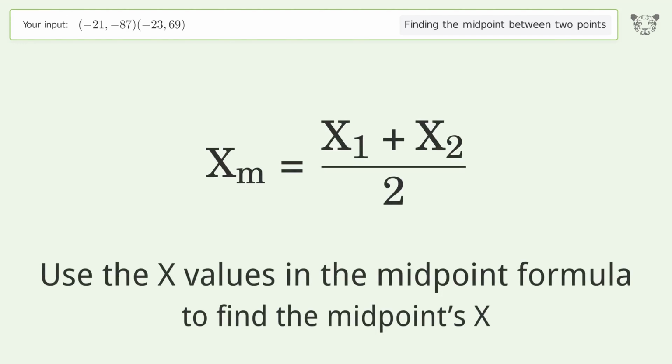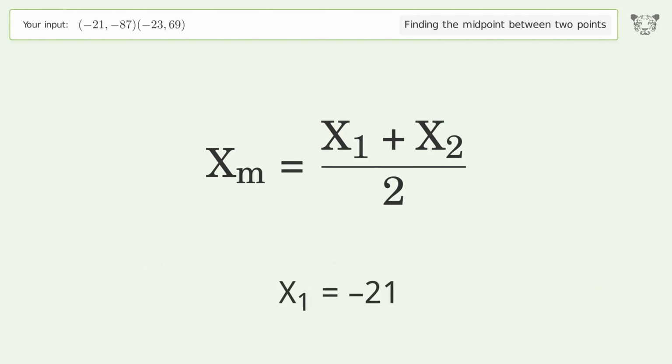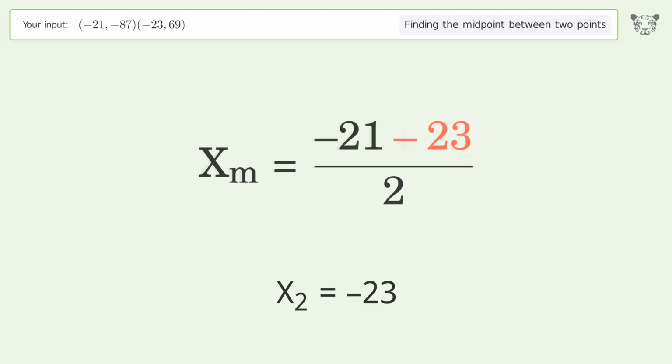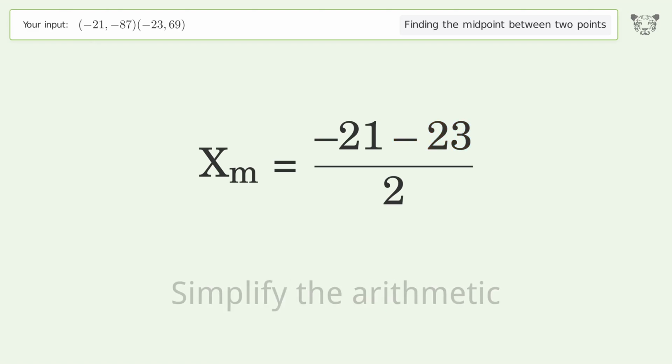Use the x values in the midpoint formula to find the midpoint's x. x1 equals -21. x2 equals -23. Simplify the arithmetic.